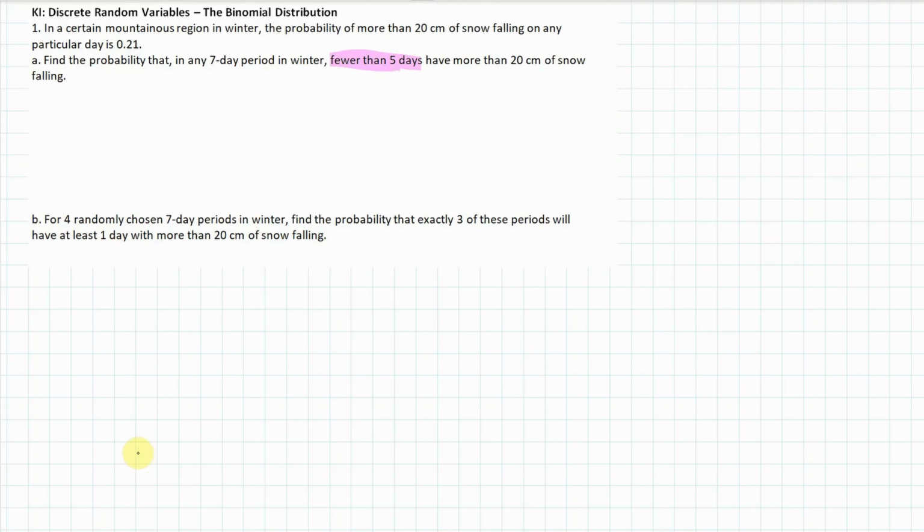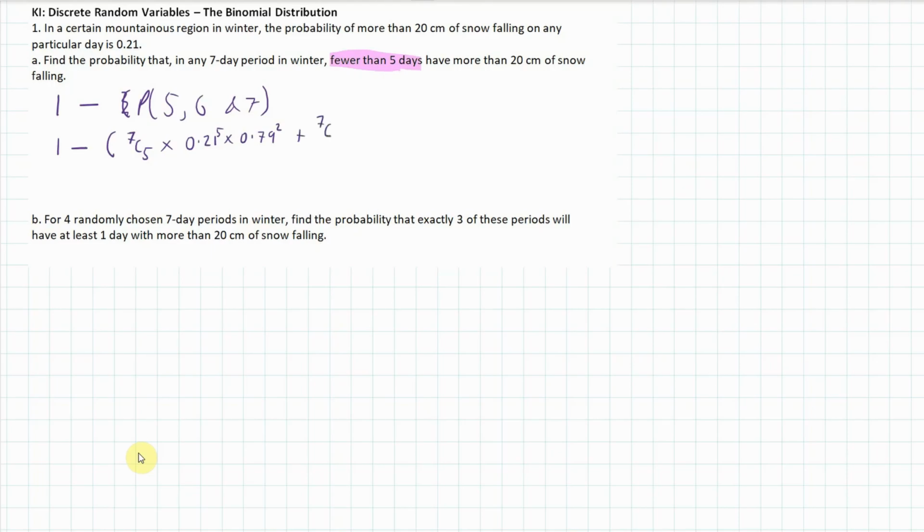Okay, so what we're going to do is 1, take away the probability of 5, 6, and 7, right? And that's going to be 1, take away. Now, what's the probability of 5 days? That's 7 choose 5 successes, and the probability of snow falling to more than 20 is 0.21. We're going to do that to the power of 5, and there must be 2 days where we don't get that, so it'll be 0.79 probability of failure, squared.